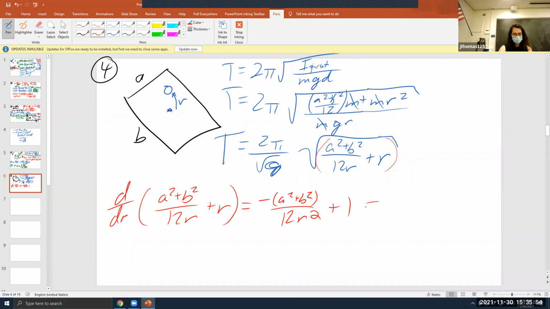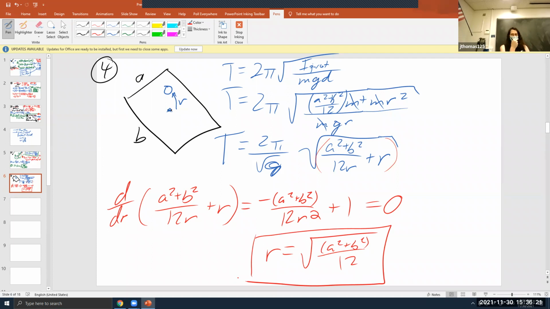And again, we want to minimize this function, so we want to set its derivative equal to 0. Ultimately, we're looking for a value of r. So we find r is equal to the square root of (a squared plus b squared) all over 12. And you plug in your a and b to find that answer.